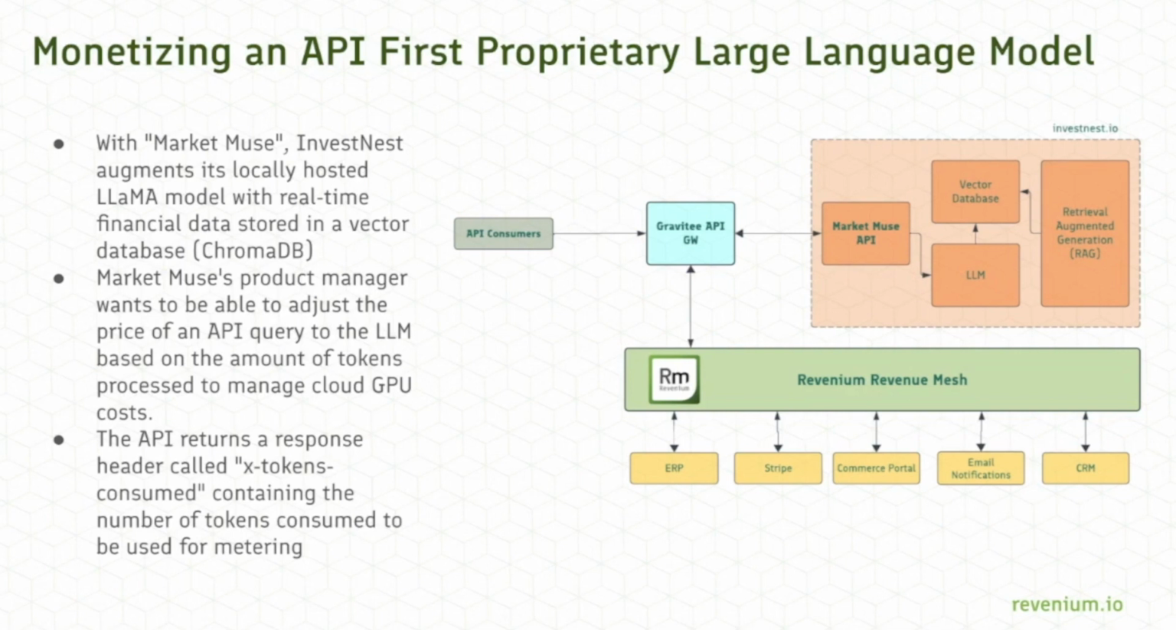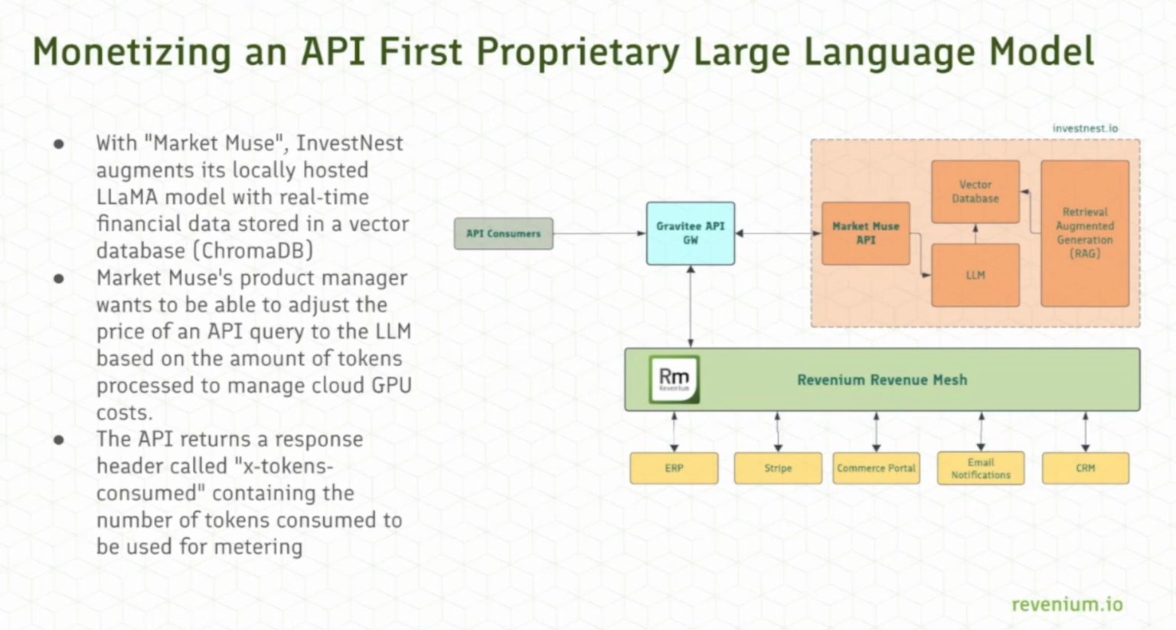And it's in the middle of introducing a new API called MarketMuse, which uses a locally hosted Llama model augmented by real-time financial services data stored in a vector database. So in the context of this demonstration, it'll be something called ChromaDB. This API allows consuming applications to query it for market insights across a variety of financial instruments.